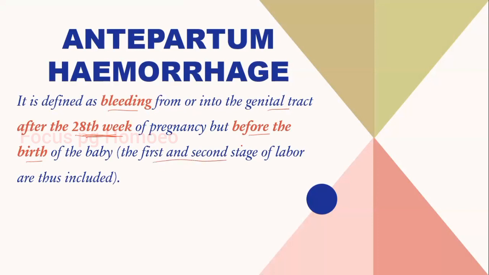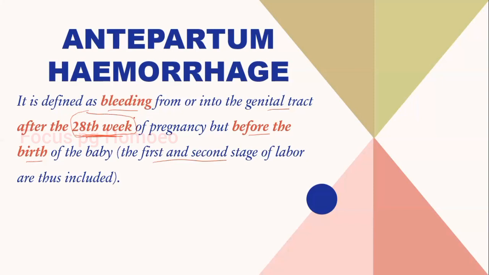So don't think it is only before the labor. It can be during the labor also, but it is only the first and second stage of labor, because with the second stage of labor, the fetus is expelled. So after the fetus is expelled, it is not called antepartum hemorrhage. It is directly called postpartum hemorrhage. So this is very important. This can be a little bit confusing when it comes to questions asked in competitive exams.